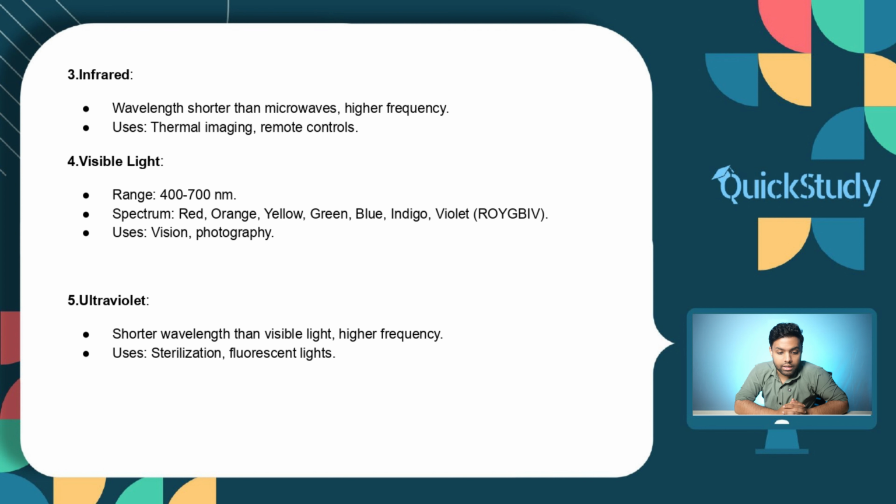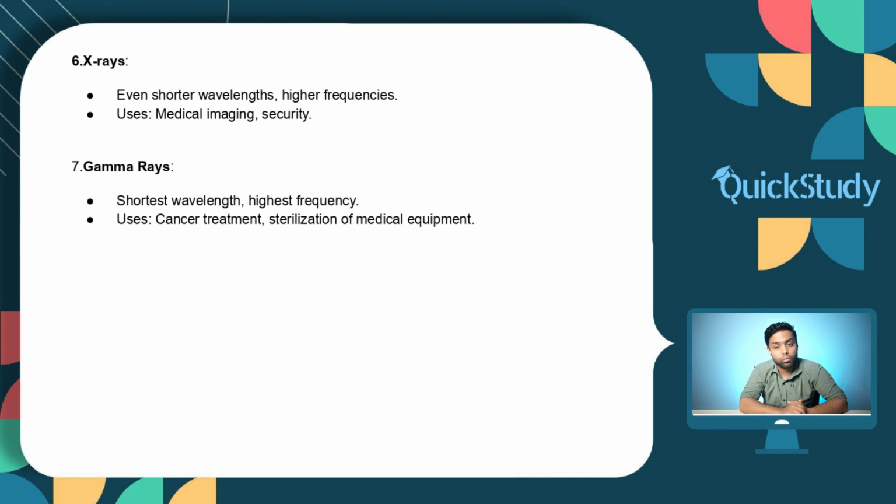Ultraviolet rays, on the other hand, have a shorter wavelength than visible light, but a higher frequency. We often see them being used in fluorescent lights. Another common one would be X-rays. They have an even shorter wavelength, but a higher frequency. They are used in medical imaging.